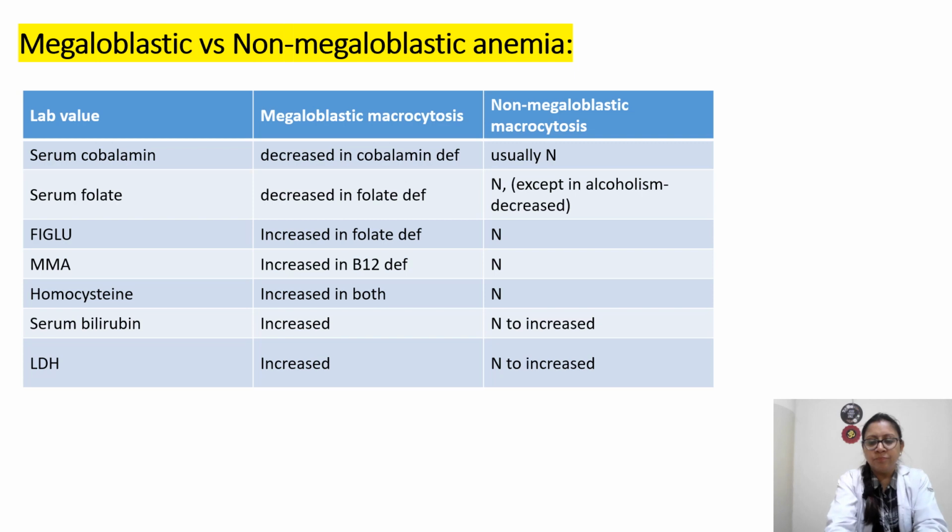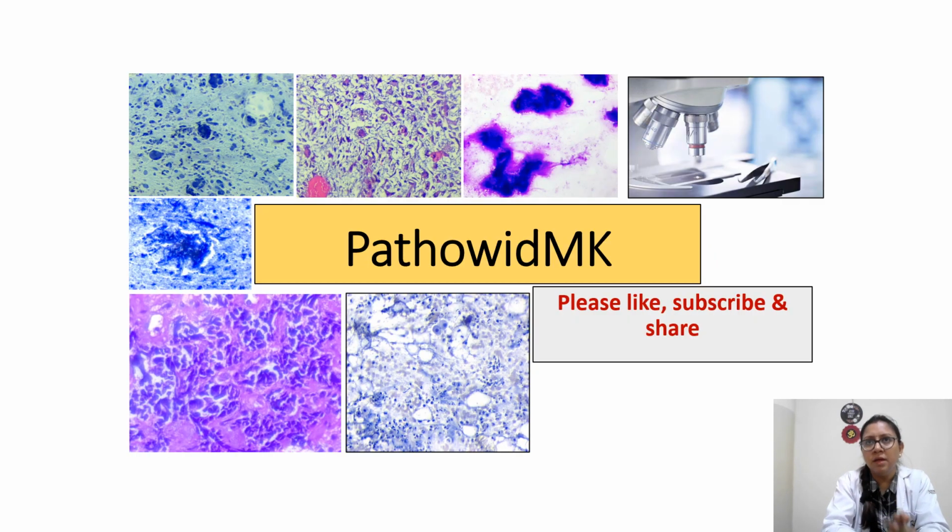So this is how you approach megaloblastic anemia. You should know the basic pathology, different causes of megaloblastic and non-megaloblastic macrocytosis, how we approach, and the different clinical features of megaloblastic anemia. Then when we come to lab diagnosis, we start with complete blood count, we do the peripheral smear, we examine the bone marrow in detail, then we go for other biochemical parameters like serum vitamin B12, folic acid, FIGLU, methylmalonic acid, homocysteine. So we compare these values, and lastly I summarized both megaloblastic and non-megaloblastic anemia, the different parameters, how you differentiate both. So I hope it is clear.